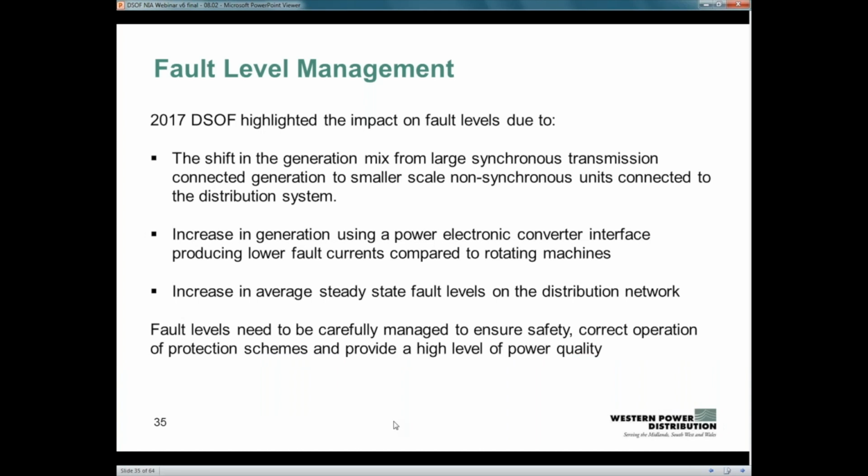Just a summary of where 2017 DSOF left us. The last DSOF highlighted the impact on fault levels due to the shift in generation mix from large synchronous transmission connected generation to smaller scale non-synchronous units connected to the distribution system, an increase in generation using power electronic converter interfaces such as solar PV, producing lower fault currents compared to rotating machines, and the increase in the average steady state fault levels on the distribution network. And we highlighted that fault levels need to be carefully managed to ensure safety, correct operation of protection schemes, and provide a high level of power quality.